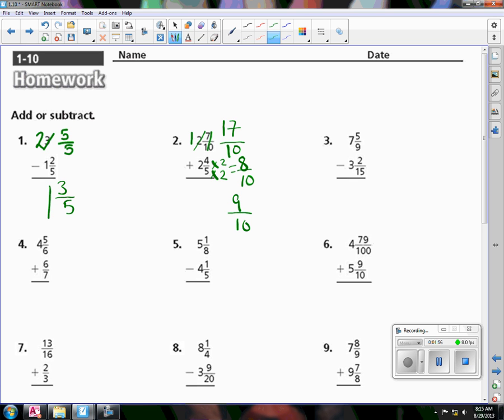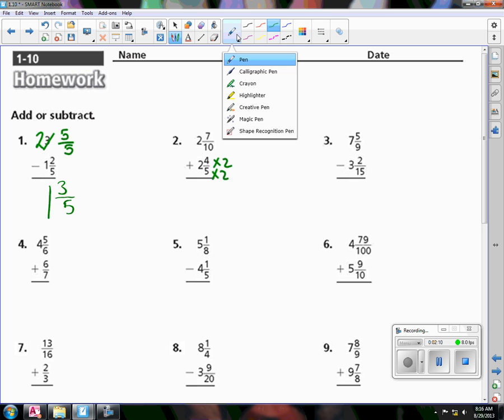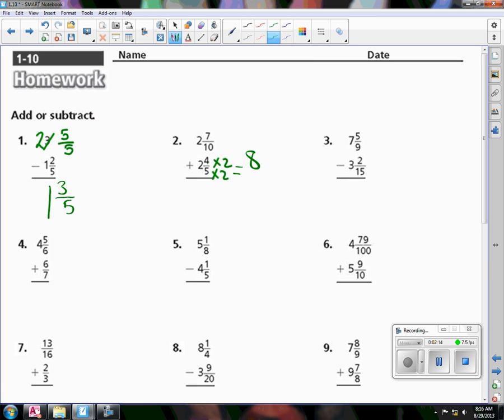So now 17 tenths minus 8 tenths would be 9 tenths. Okay? Oh, it was addition. See what I mean? I forget what I'm doing. Okay, let's try that again. How about we multiply by 2, multiply by 2. 8 tenths. How about we add those instead?